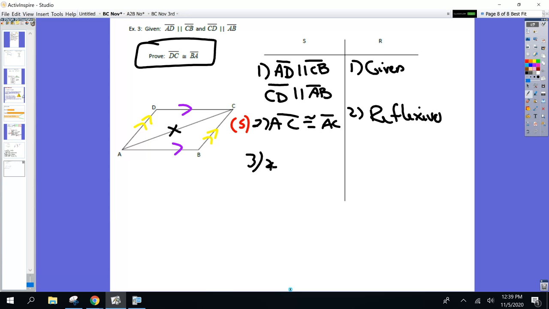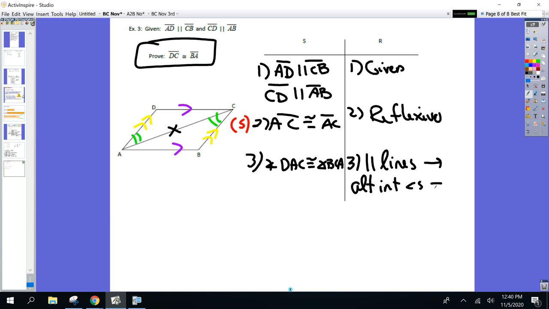Let me look for a sec. DAC equals BCA. DAC and yes, BCA. Good job. Let me mark those on the diagram in case anybody couldn't follow there. DAC congruent to BCA. What type of angles are they? And why'd you say they were congruent? Because they're alternate interior. Good job. Parallel lines apply. Alternate interior angles congruent. Great work.